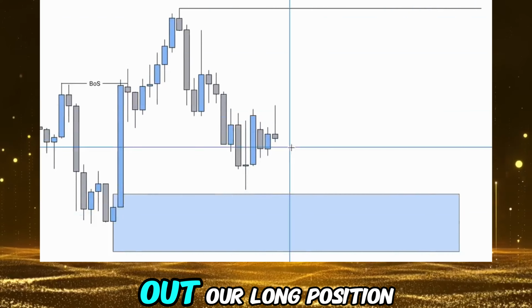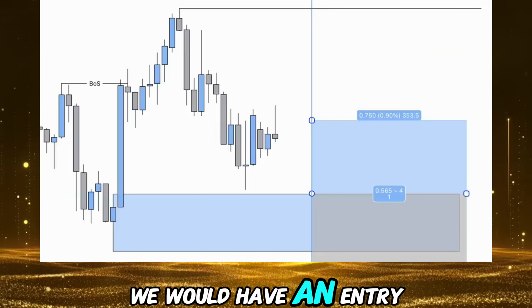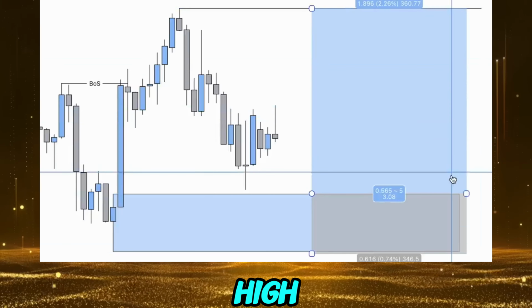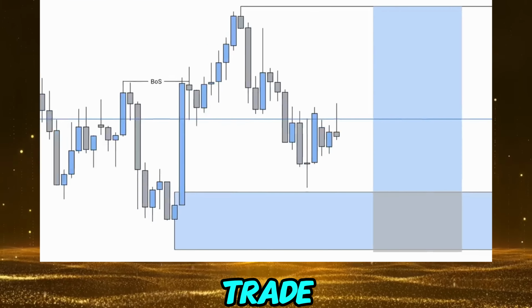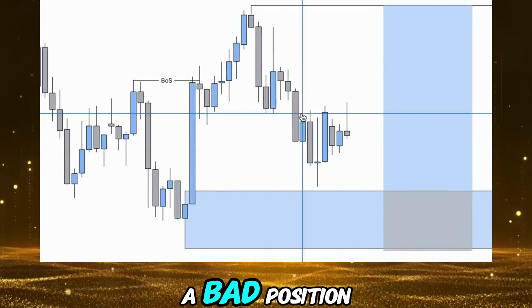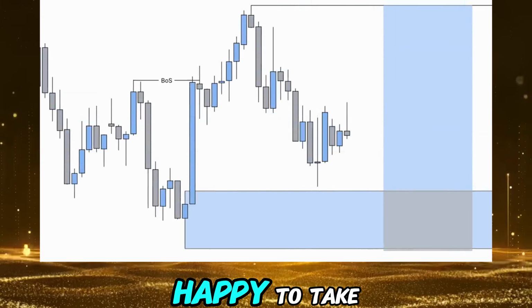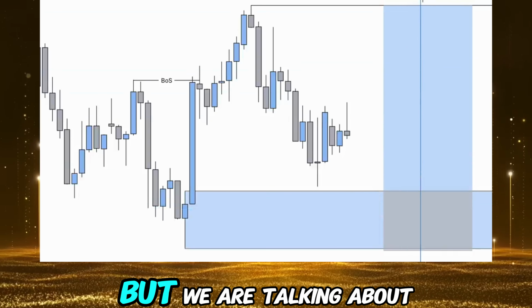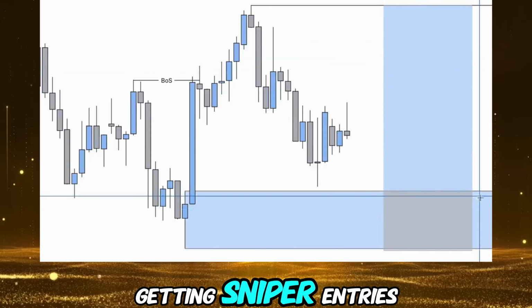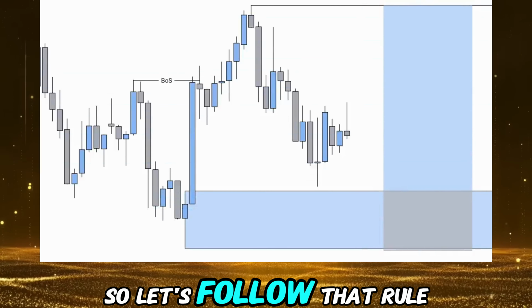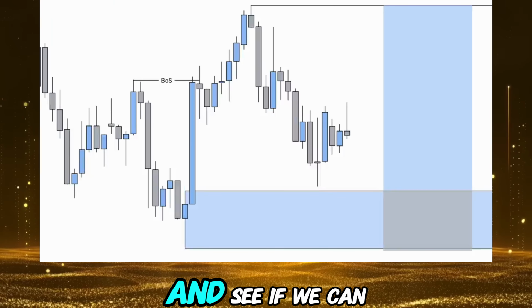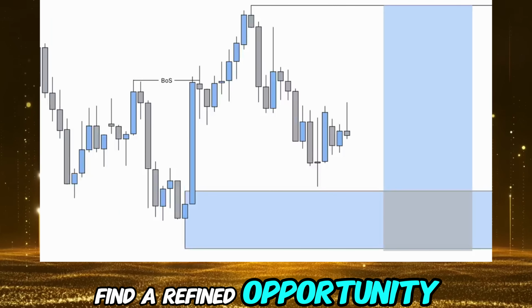If we were to map out our long position, we would have an entry there, stop loss under there, and a target up into that high. Now, this is a 3% trade, so it's by no means a bad position. This is something I'd be happy to take. You could get in from here and run it up to here, but we are talking about getting sniper entries. So let's follow that rule now and go from the 4-hour down to the 1 hour and see if we can find a refined opportunity.